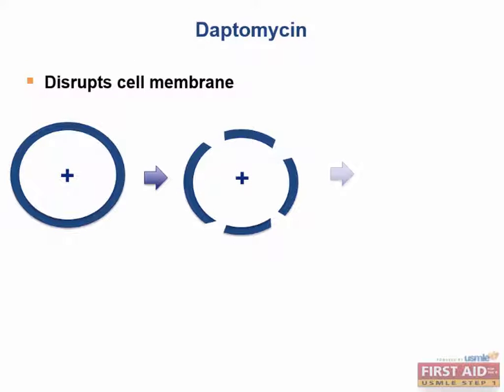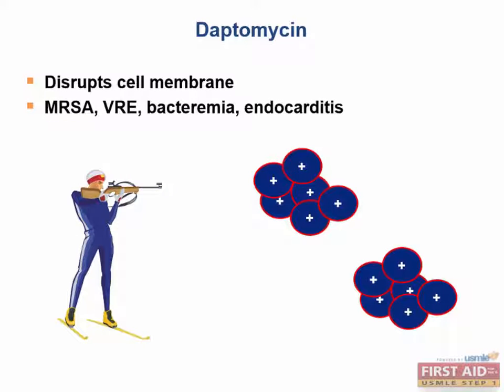Daptomycin is an antibiotic that disrupts the cell membrane of gram-positive cocci. Daptomycin is saved and used mostly for drug-resistant gram-positive bugs, including MRSA and vancomycin-resistant enterococci, or VRE. It's important to note that it's used for severe infections like bacteremia and endocarditis.